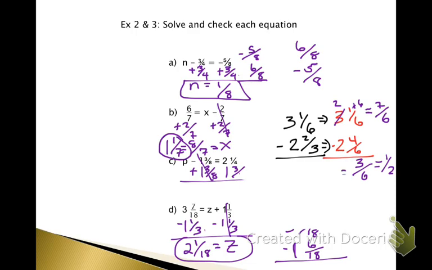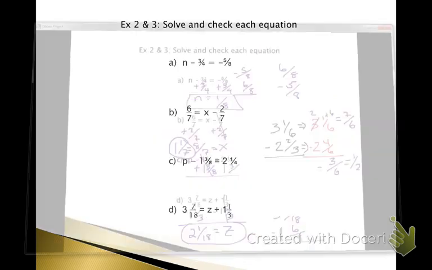And that's how you would do it when you don't have a high enough numerator to subtract. You need to borrow. All right.